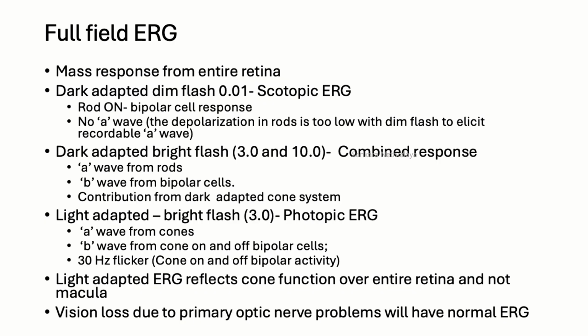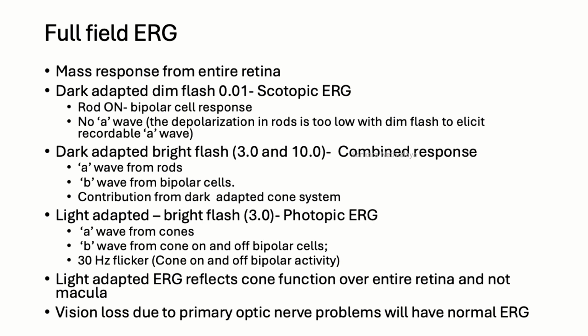It may be recorded sometimes, but very often it is camouflaged. By the time A wave even starts, the B wave has come on top of it. It's a stronger stimulus, much stronger recording. That's why you don't get the A wave in the dark adapted state. But the B wave is coming from the bipolar cells.